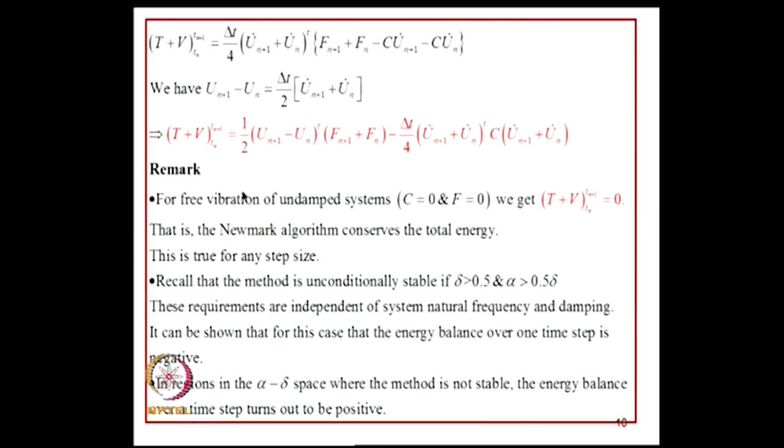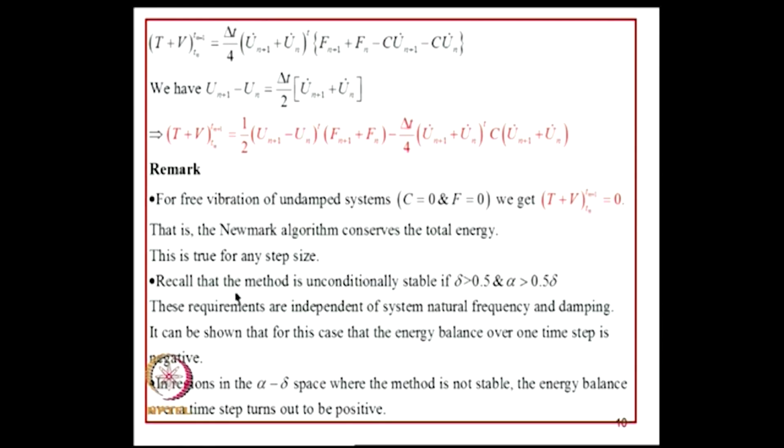Now, if we talk about free vibration, F will be 0 and C will be 0, undamped free vibration, then I see that the change in total energy is 0, which is what we expect from a conservative system. So, for free vibration of undamped system, that is C equal to 0 and F equal to 0, we get the change in T plus V from Tn to Tn plus 1 is 0. That is, the Newmark algorithm conserves the total energy. This is true for any time step size.